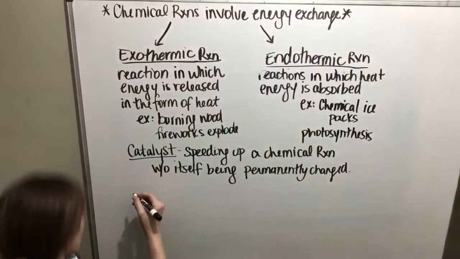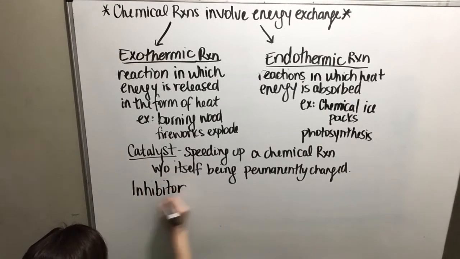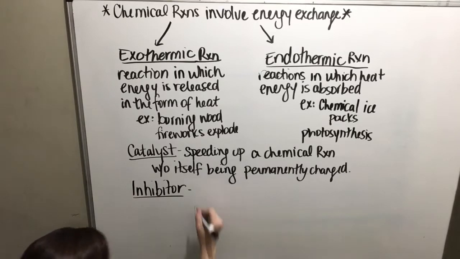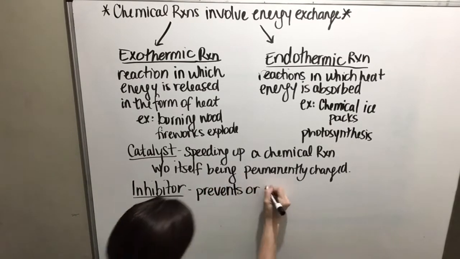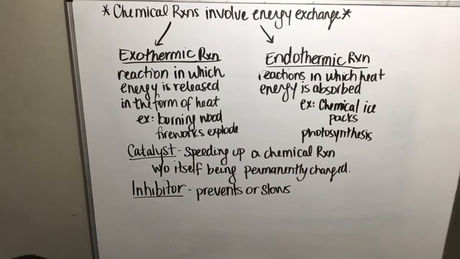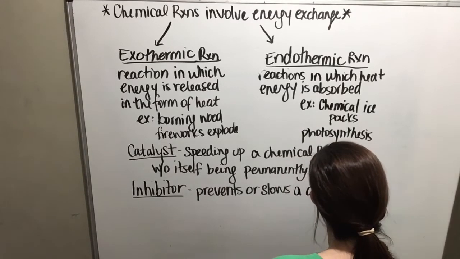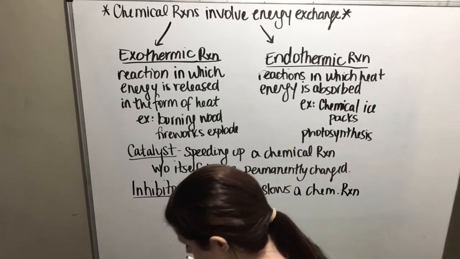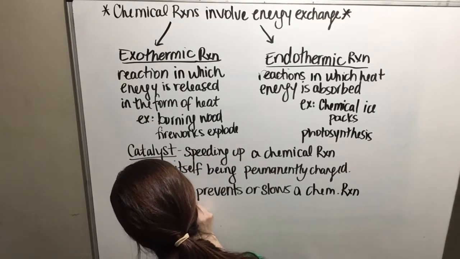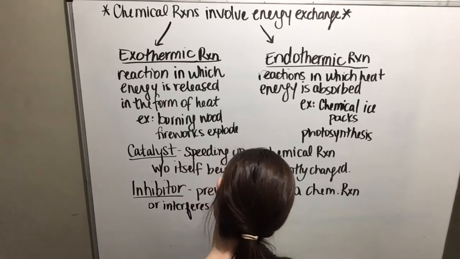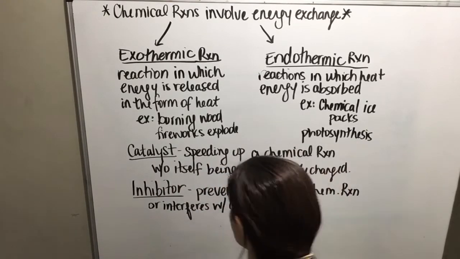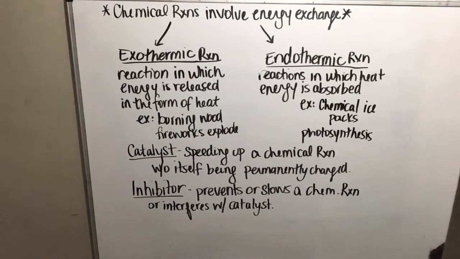And then the last word is inhibitor. An inhibitor, it prevents or slows a chemical reaction or interferes with the catalyst. Okay, if you don't want the reaction to occur, you can introduce an inhibitor that slows it down or prevents it from taking place. It can interfere specifically with the catalyst, or it can just slow down the whole process altogether.